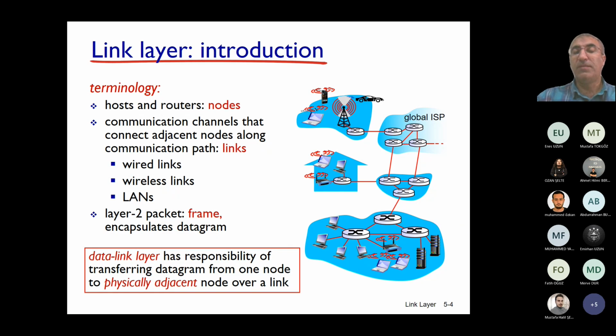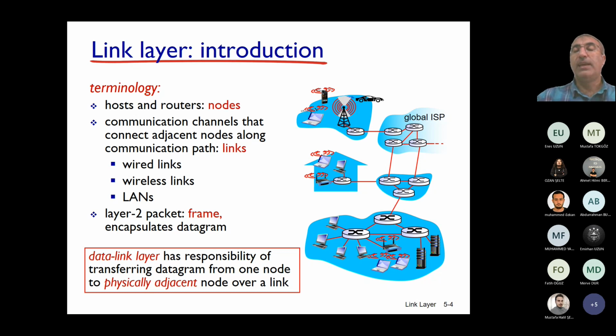These links can be in different forms. For instance, they can be wired links, such as copper cable or fiber optic cables. Or these links can be wireless, such as Wi-Fi and 3G, 4G, LTE, and so on. And we, of course, can have some local area networks.